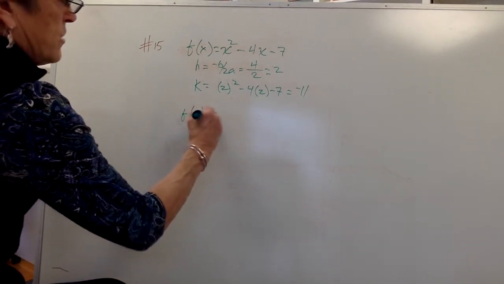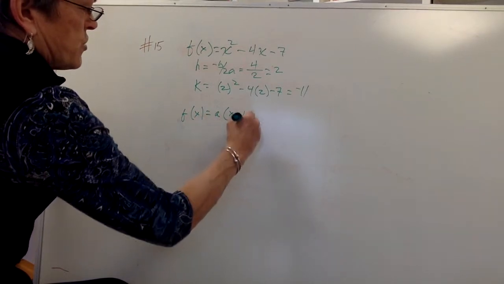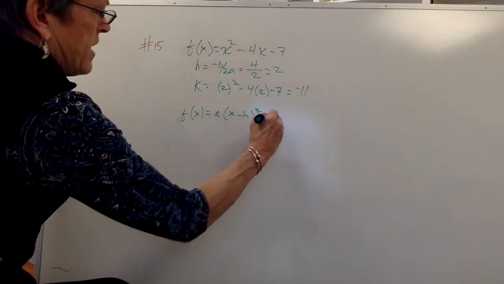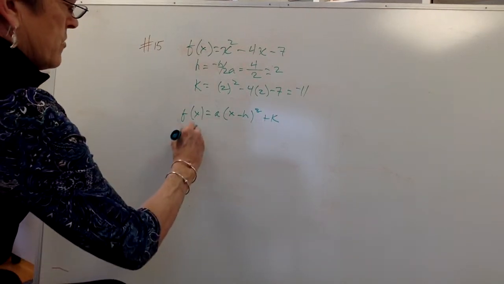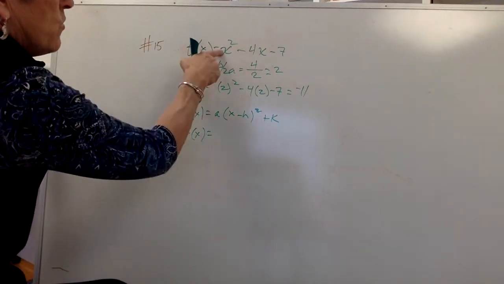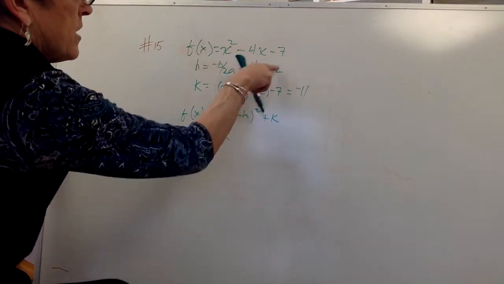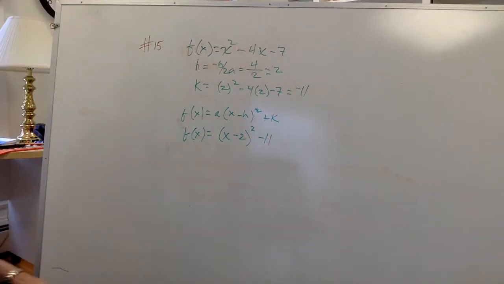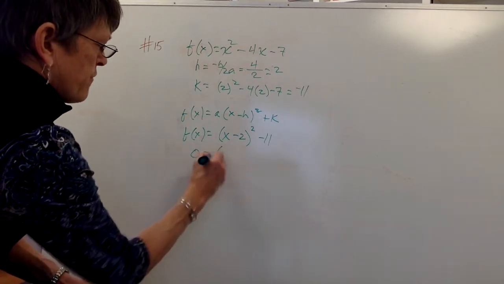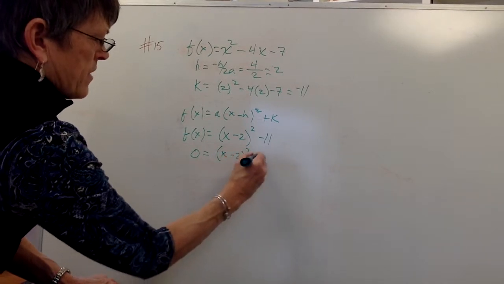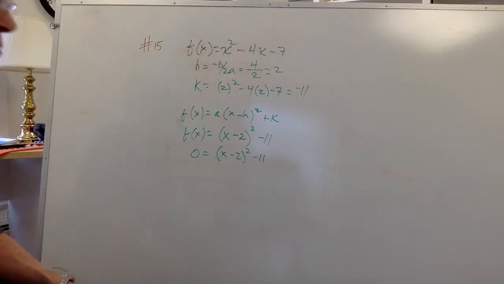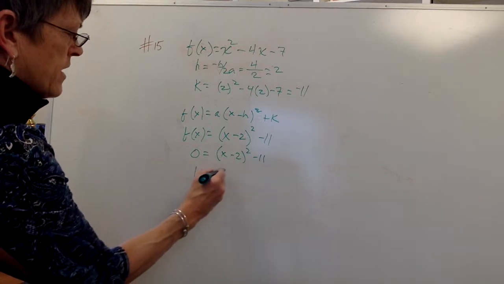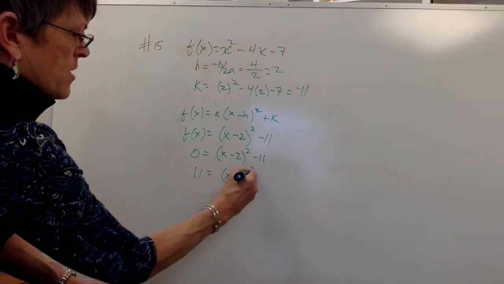So f of x is equal to a times x minus h squared plus k is our vertex form. So in this case, it's f of x equal to a, which is 1, times x minus 2, quantity squared, minus 11. Okay, well now this should remind you of some of the problems that were on the worksheet, because if we set this equal to 0 in order to find the zeros of this equation, we can now solve it fairly simply. So if we add 11, we get 11 is equal to x minus 2 quantity squared.